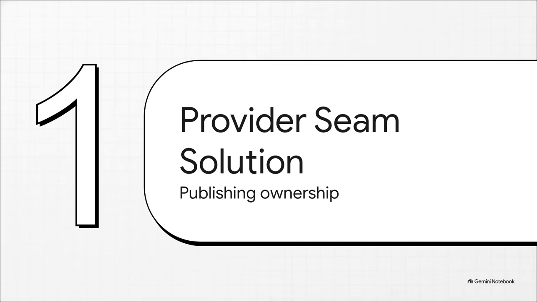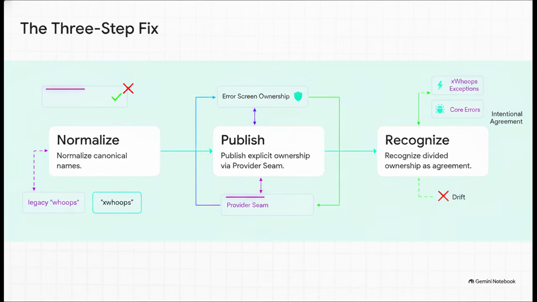Okay, how do we fix it? Enter Section 5, the provider seam solution. This is where the architecture really steps up, culminating in the fix for XOOPS 2.7.3. It's a satisfying three-step process. Step 1, normalize those spellings so Whoops maps to XWhoops, semantic bug solved. Step 2 is a real game changer, publishing explicit ownership via a provider seam. The system now uses constants to declare exactly who owns the error screen. And Step 3, it finally recognizes divided ownership, like when a module handles exceptions but the core keeps errors, as an intentional, healthy agreement rather than drift.